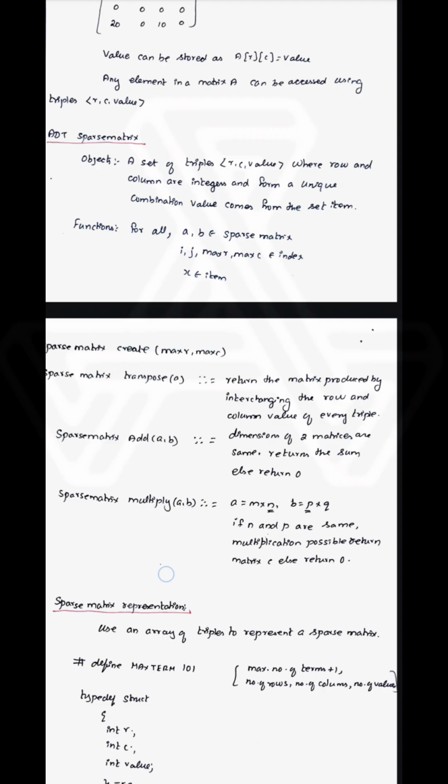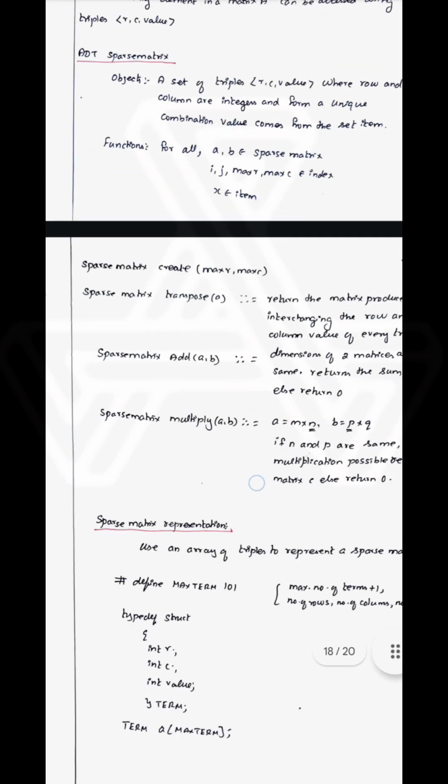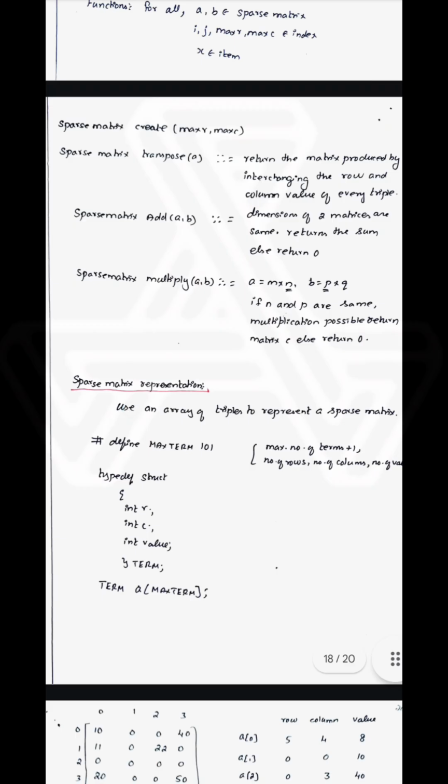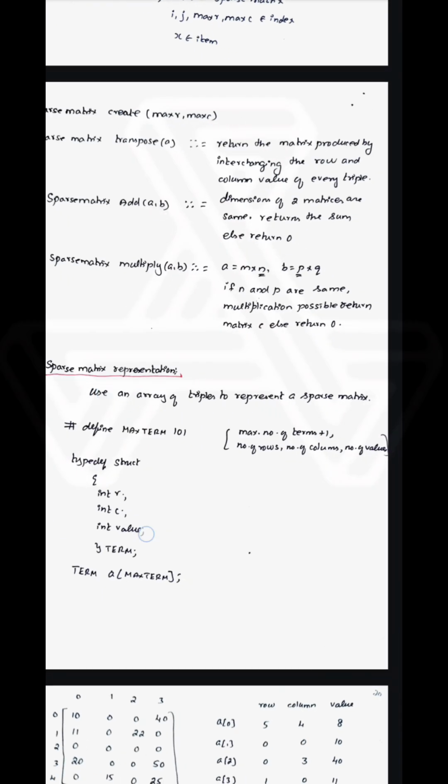Functions: for all a, b belonging to sparse matrix, i, j belonging to index, x belonging to item. Sparse matrix create (max r, max c). Sparse matrix transpose of A: return the matrix produced by interchanging the row and column values of the given triple.